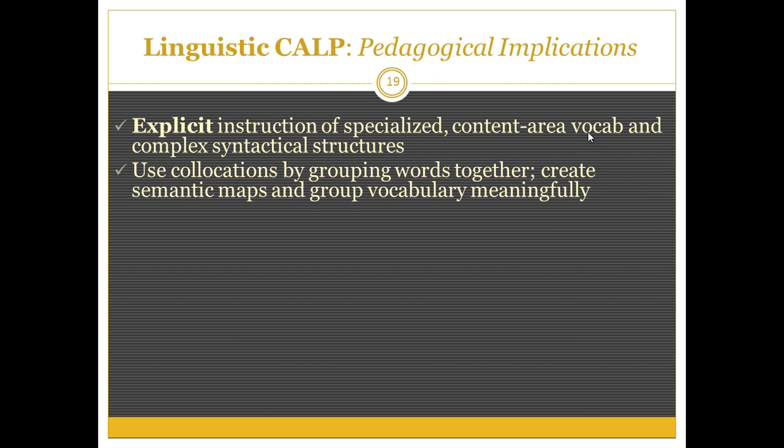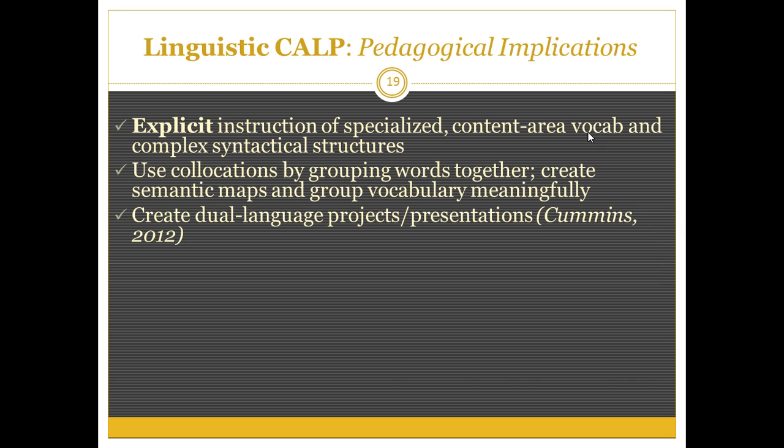You can use collocations by grouping words together. So an example of that would be restaurant, menu, waiter, maitre d'. Those words go together in a social context. You could also create semantic maps and group vocabulary meaningfully. Cummins also suggests you could create dual language projects or presentations, and these would allow for translation or clarification in the L1. This is necessary in the pre-production stage of second language acquisition, but clarification in the L1 is also necessary at higher levels of CALP, or I should say deeper levels of CALP, because students are encountering structures and conceptual thought, and they need to mediate that through their L1 to be able to understand it clearly.